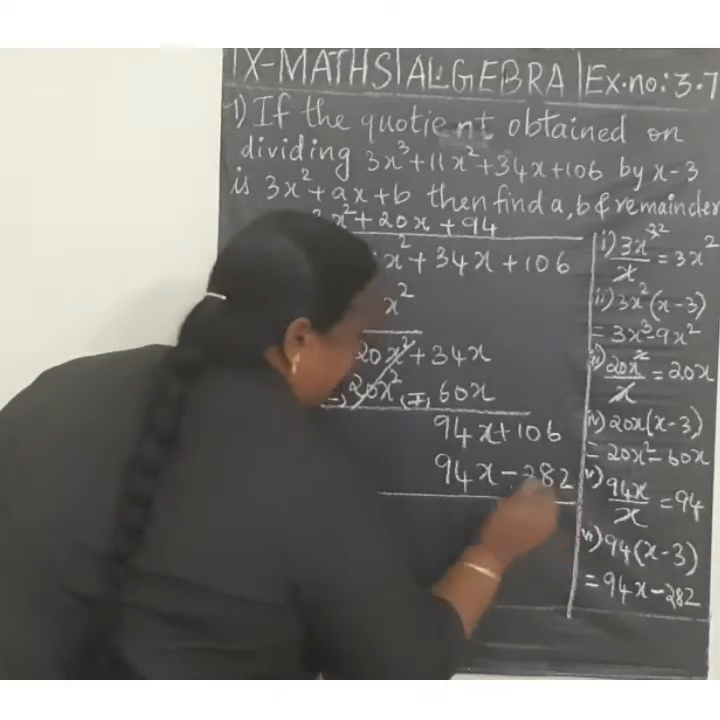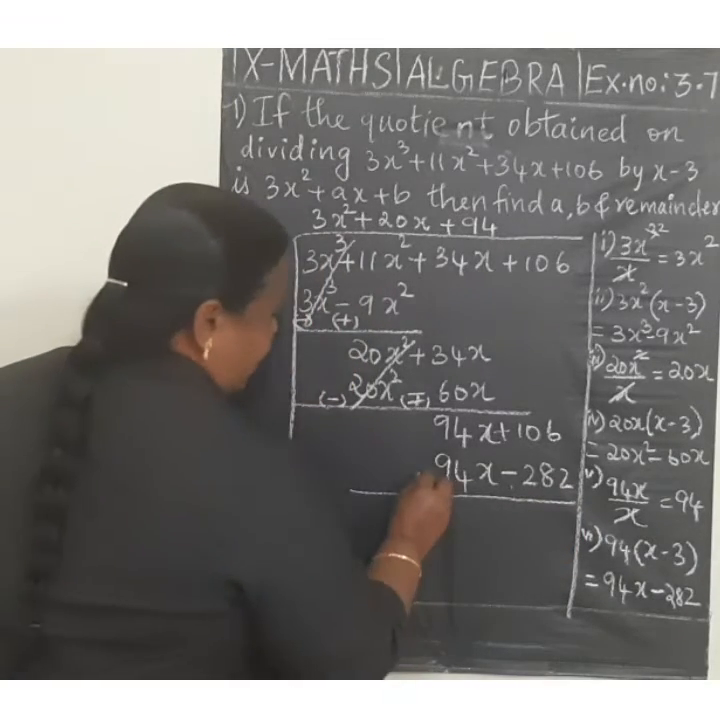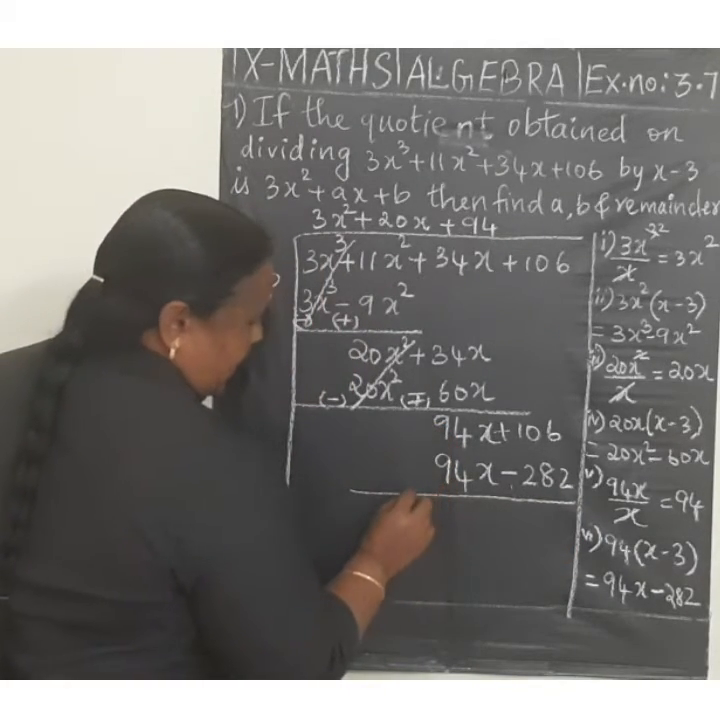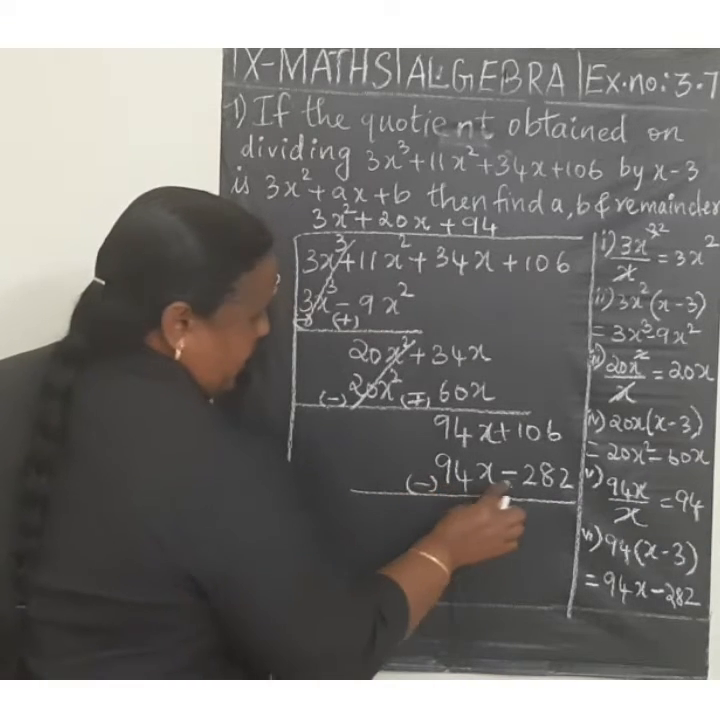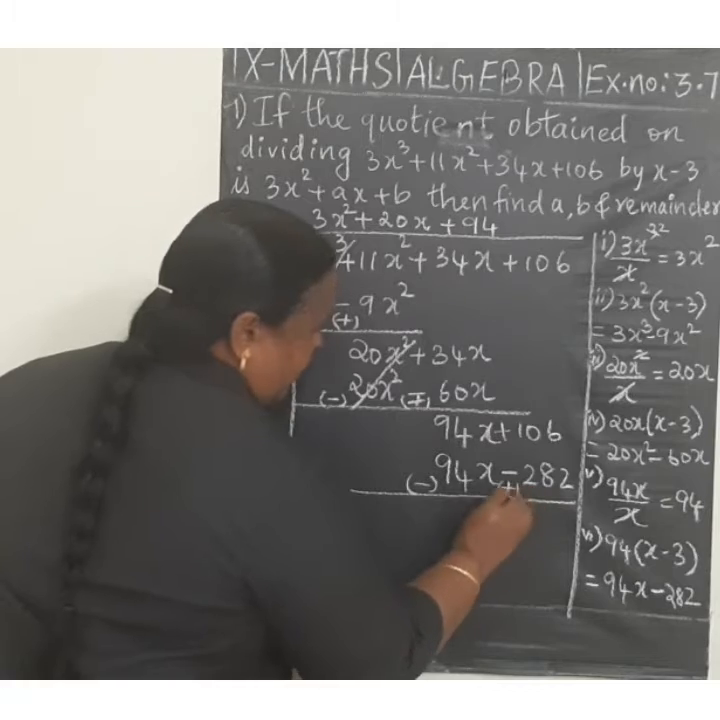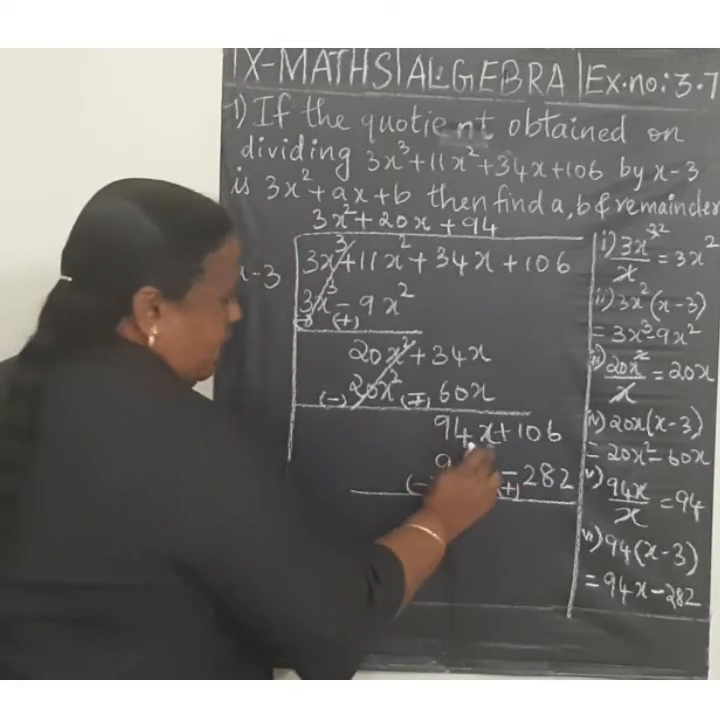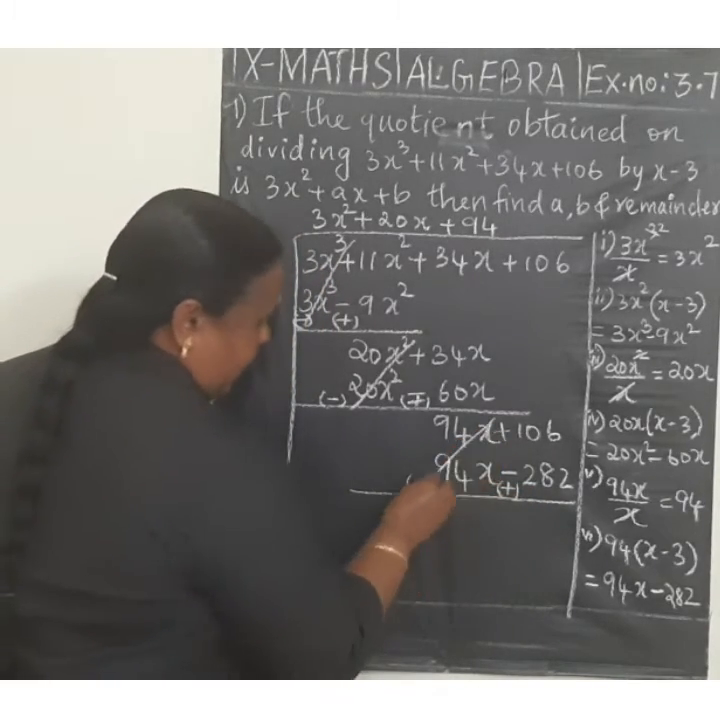Now we have to subtract this one. When we are subtracting, we have to change the sign. Here we have a plus sign, so we have to put a minus sign. Here a minus sign is there, so we have to put a plus sign. Plus 94x minus 94x will get cancelled.